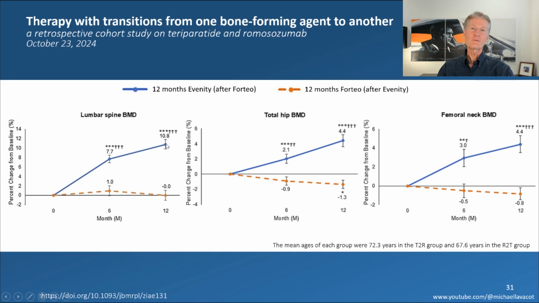Whereas if you flip it and you did Evenity first and then went to Forteo second, this is what you saw in that first year. Now Forteo is a 2-year drug, and maybe this would have pulled up, but still, we really saw a negligible effect in the lumbar spine on that Forteo following Evenity. So again, that order matters.